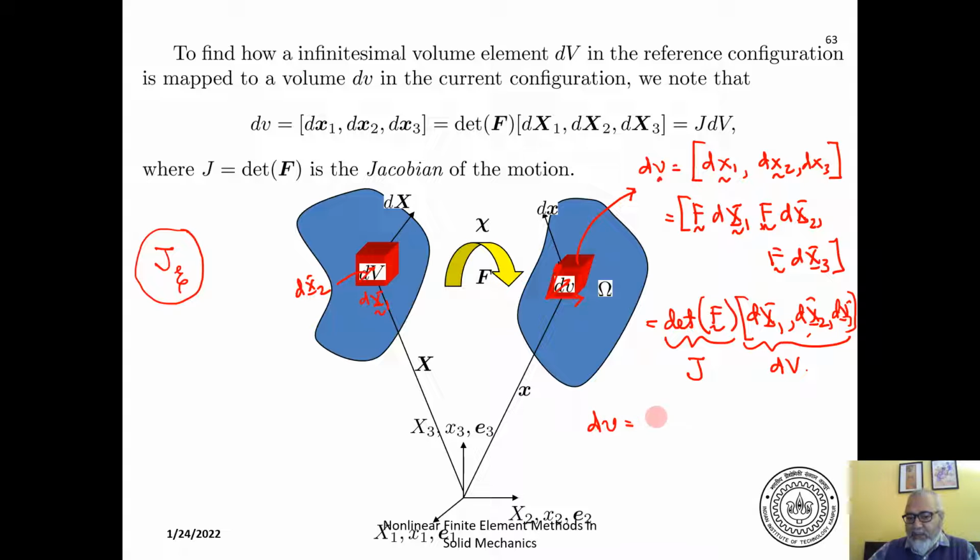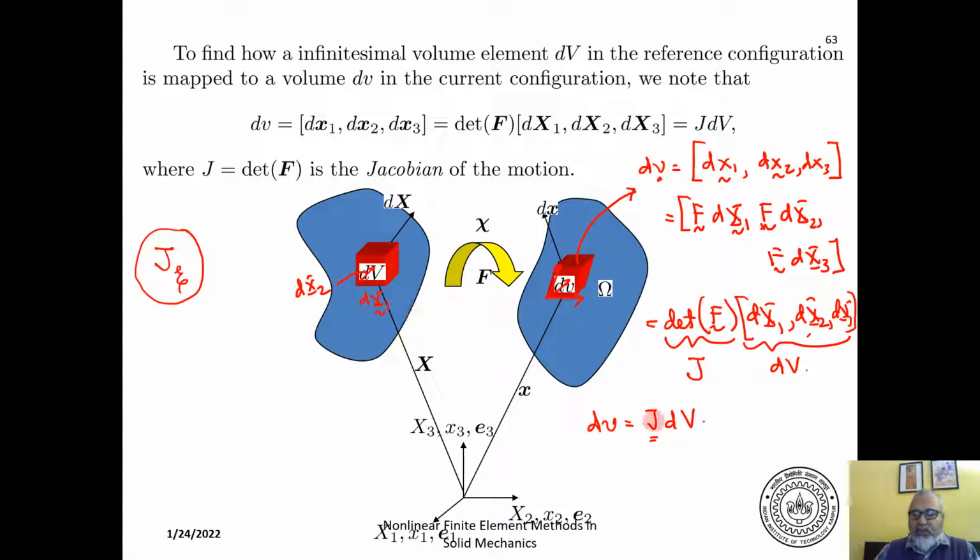So every volume dV is mapped to dv through this scalar quantity J, which is the determinant of the deformation gradient. Now obviously J cannot be 0. If J becomes 0, then this volume will shrink to a point. Remember, we are talking about one-to-one motions where every point maps onto one and only one point. If this whole volume collapses to a point, then we don't have one-to-oneness anymore. So J equal to 0 is not allowed.